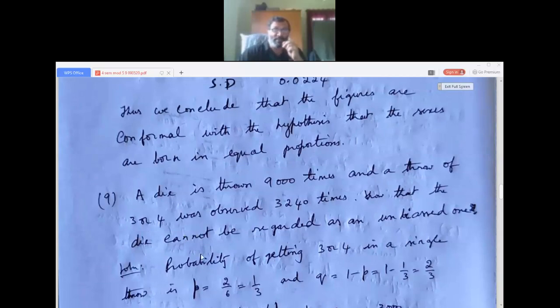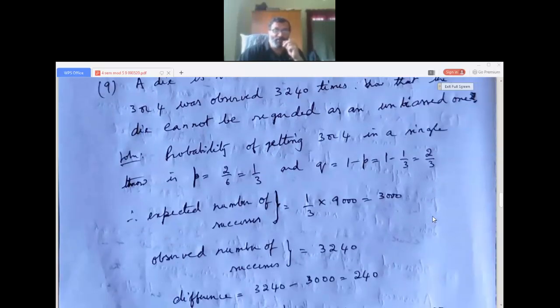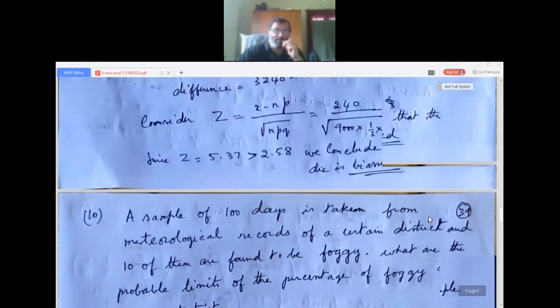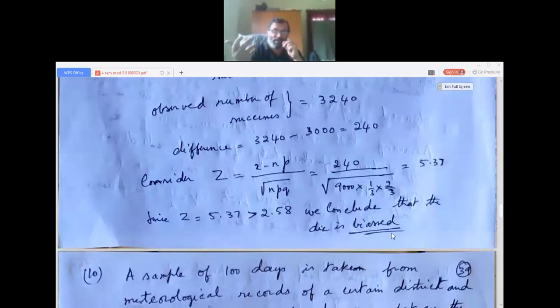Show that the die cannot be regarded as an unbiased one. What can we say is the opposite of that? The hypothesis is rejected. That was the hypothesis, but we got a value greater than 2.58, so it is rejected. So it cannot be regarded as an unbiased one, and the opposite takes place. That is, we conclude that the die is biased.